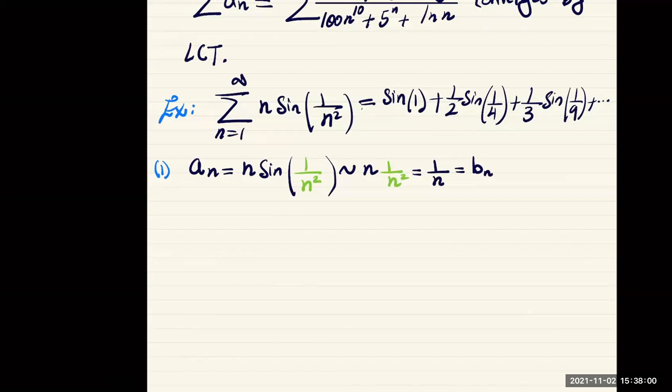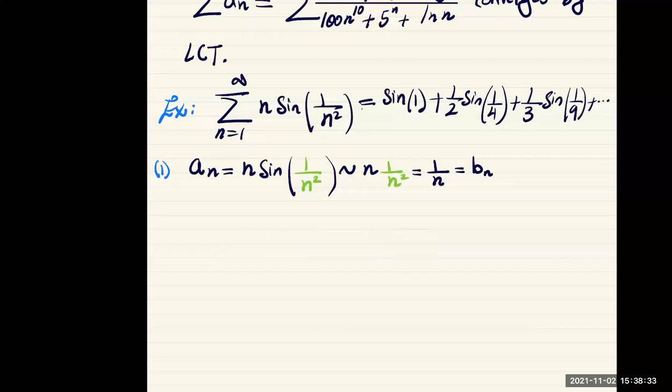Did you guys see how simple that was? Again, let me do it one more time. Sine of 1 over n is asymptotic to 1 over n. Well, we have sine of 1 over n squared, so we replace n with n squared. And we just multiply both sides by n. You get it? Are we good?